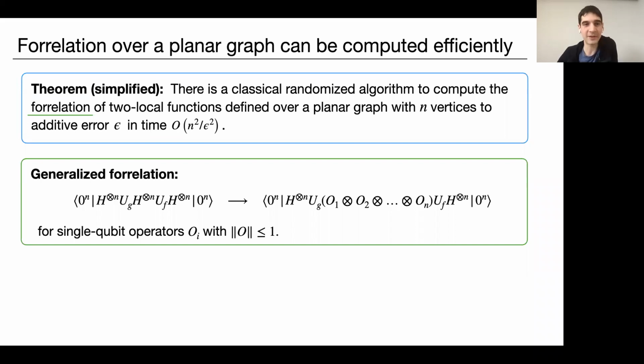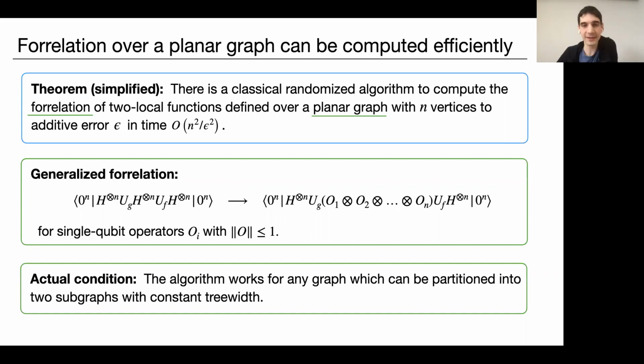First of all, the Forrelation that we prove here is actually a slightly generalized version of the Forrelation. Instead of having the layer of Hadamards between our two Boolean functions, we can replace that with a layer of single qubit rotations. These operators just have bounded norm. And secondly, the actual condition is not just that it's a planar graph, but rather it's any graph which can be partitioned into two subgraphs of constant treewidth. For some of you, this may demystify this part of the theorem. For some of you, it may not, but I will dig into this much more later. So if that doesn't make sense to you, hopefully it will later.